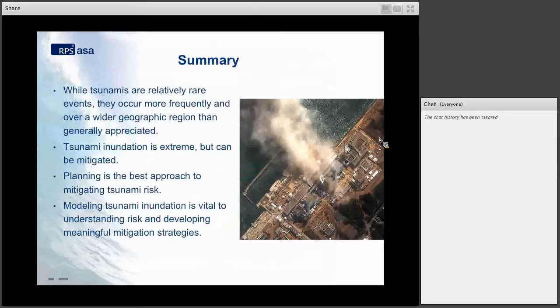Okay, let's summarize it. We said tsunamis are pretty rare, but when they occur, they are dangerous, more dangerous than we thought. They are more frequent and they happen in a wider geographic region than generally appreciated. Their inundation is very extreme, but can be mitigated. Planning is the best approach to mitigate it, and to have planning, we need modeling of the inundation to understand the risk and be able to manage it.